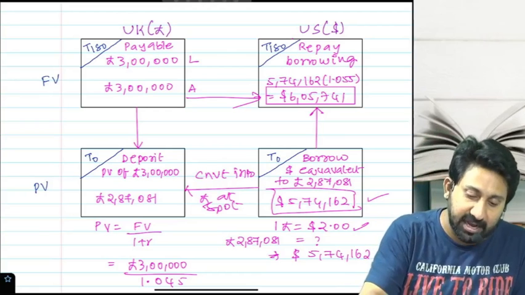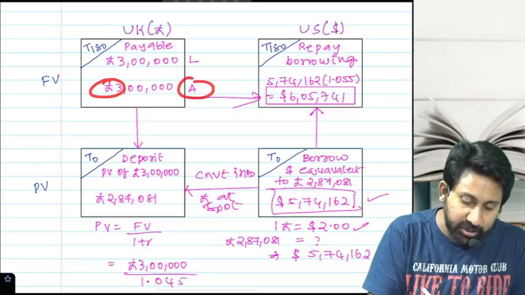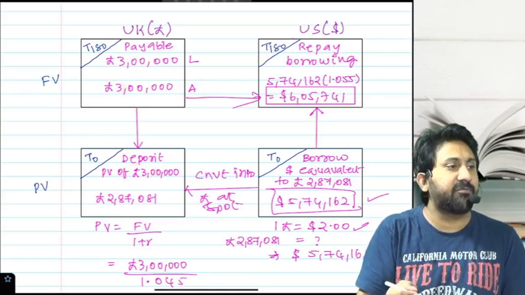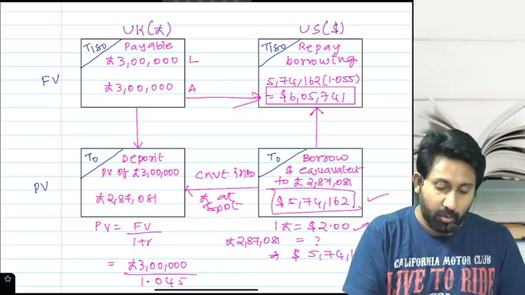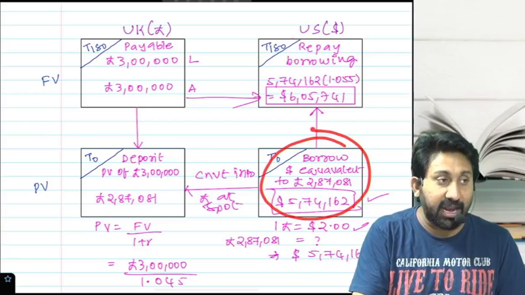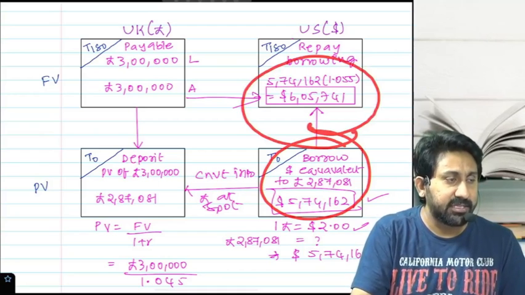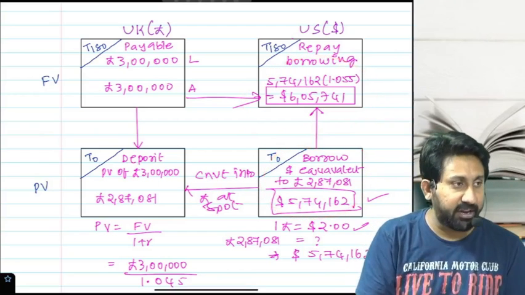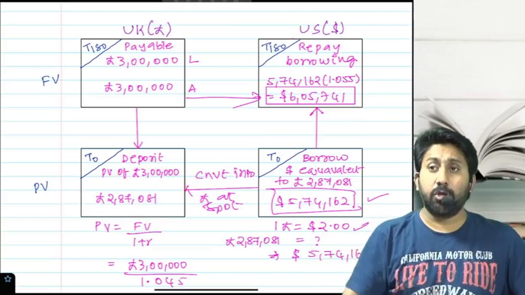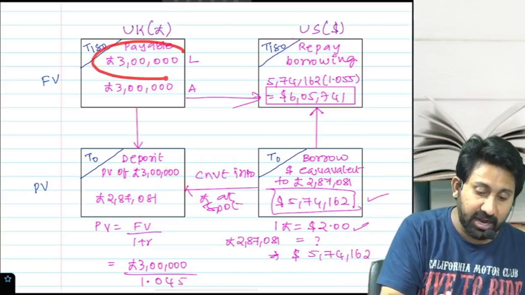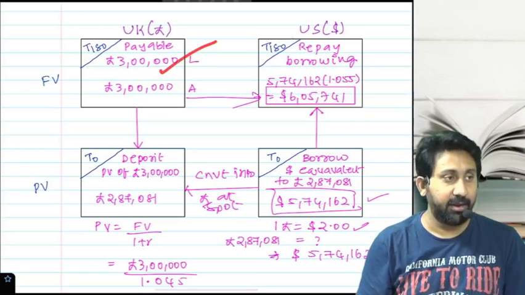Payable is a liability, so we need to create a corresponding asset. To create an asset in pounds, you need to deposit. I am from USA, so borrow in USA today and deposit today. Once you borrow in dollars, your liability will be in home currency only. The net liability is 605,741. You will convert everything today. Your payable of 3 lakh pounds after 180 days is certain.